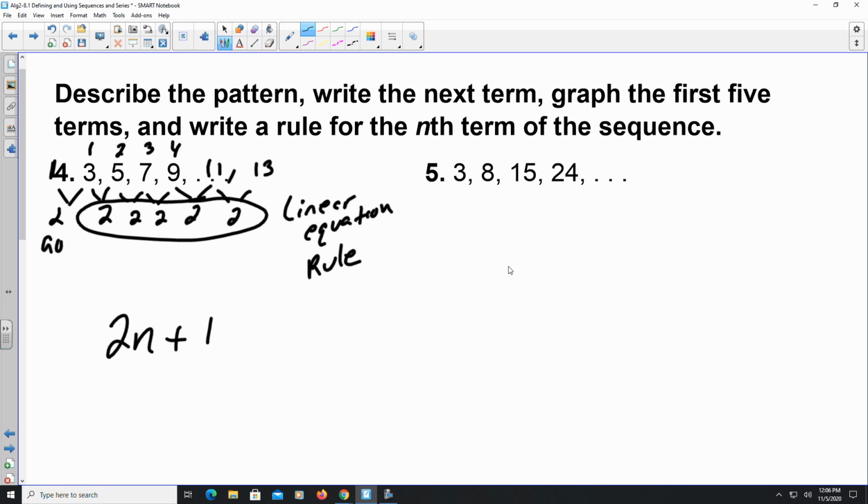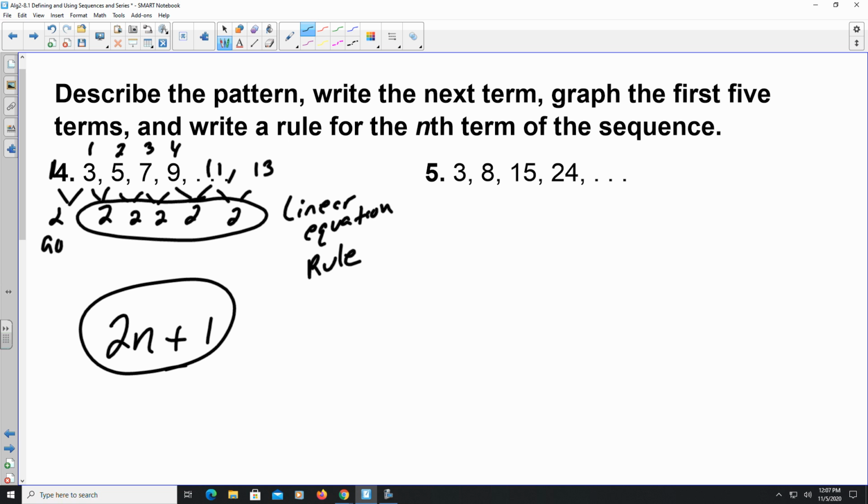So 2 times 1 plus 1 should give me 3. Looking at the second one, 2 times 2 is 4. 4 plus 1 is 5. 2 times 3 is 6. Add that 1, that's 7. 2 times 4 is 8. 8 plus 1 is 9. Yeah, so this is my rule.